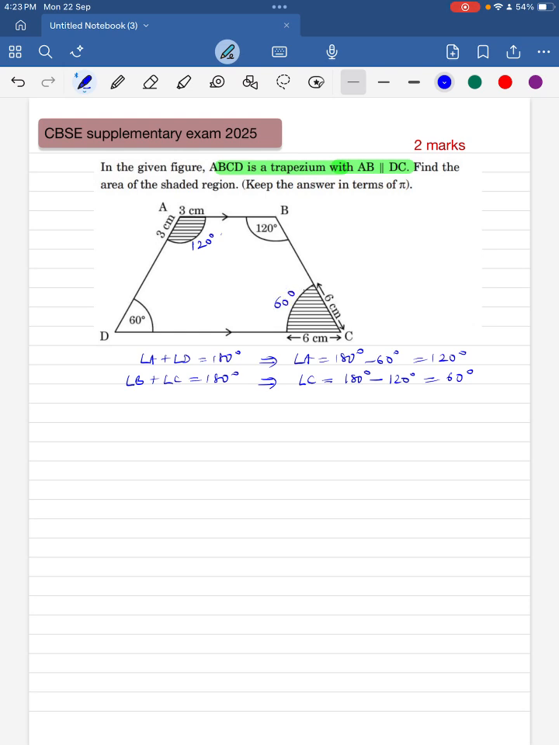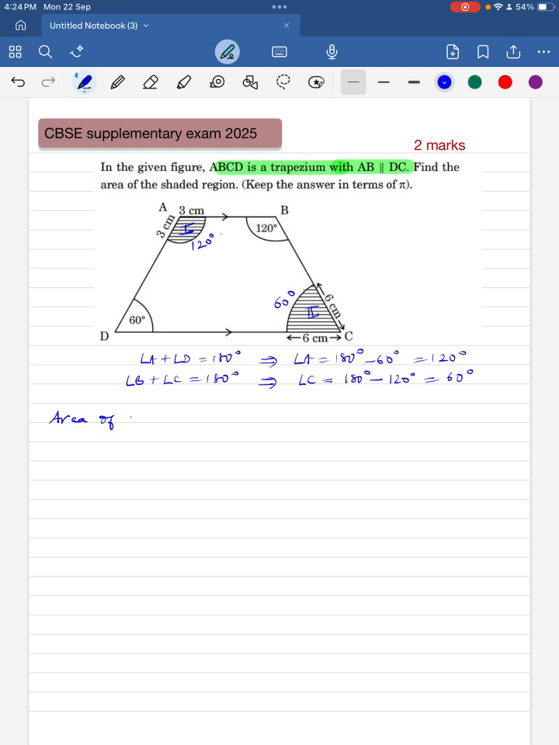Okay, now we have to find the area of the shaded region. So I'll just name this as the first region and this is the second region, and we have to find the combined area of the two regions. Let me show you how to do each part separately so that you understand it better. But you could also combine and write it together.